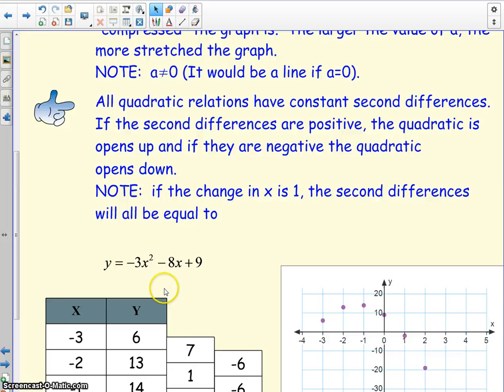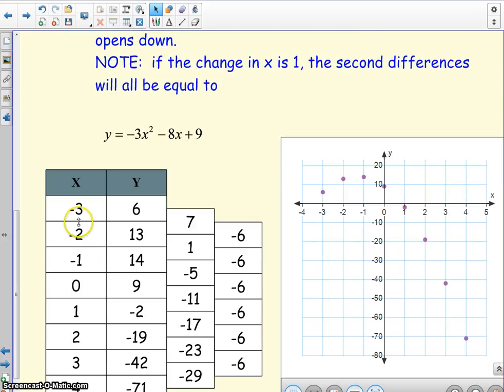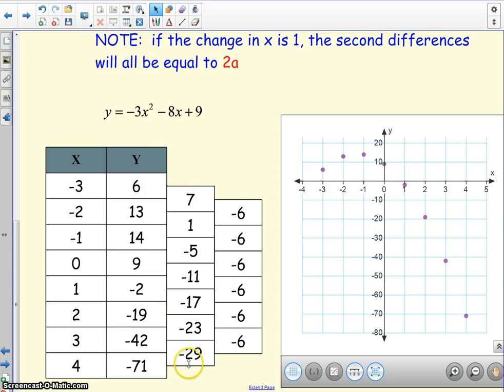Okay, the other thing you'll notice here, you may have noticed this pattern on the first slide, but if your x value in your table of values is going up by 1, like it was in all the ones we've done so far, the second differences are all equal to twice the a value. So here's a table of values for y equals negative 3x squared minus 8x plus 9. When you go through and you find your second differences, it's actually all equal to negative 6, while our a value was negative 3, so the second differences were twice what the a value was.